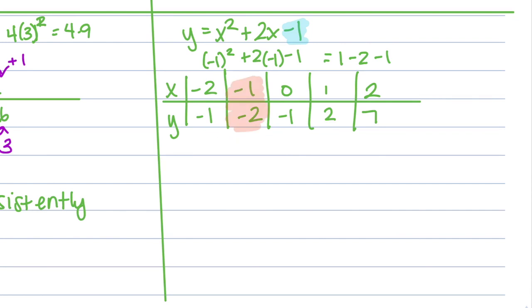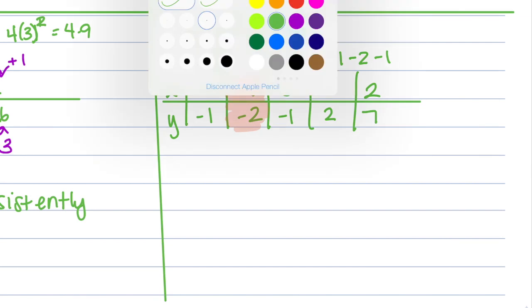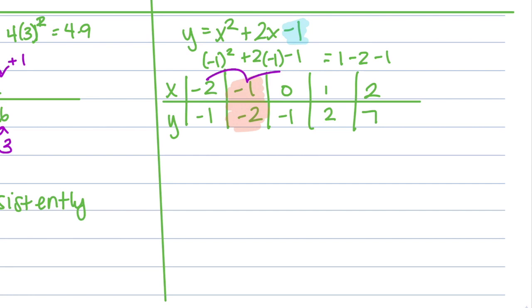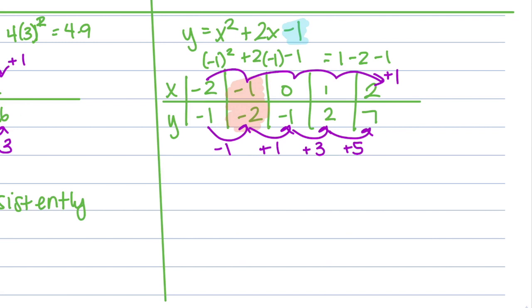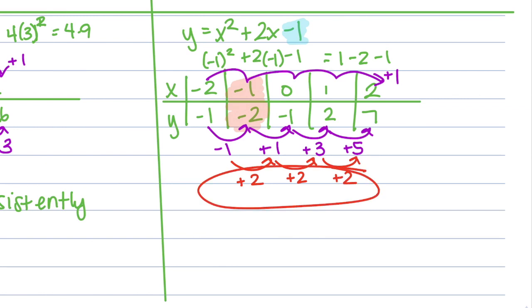So then we have that gets created by, so we're adding one here. To go here, we're actually subtracting 1, and then we're adding 1, and then we're adding 3, and then we're adding 5. So there's no common thing here. But what if we go from here to here? Then we're adding 2, and we're adding 2, and we're adding 2. So see how these are all in common?